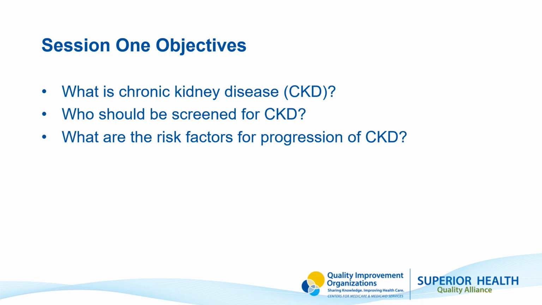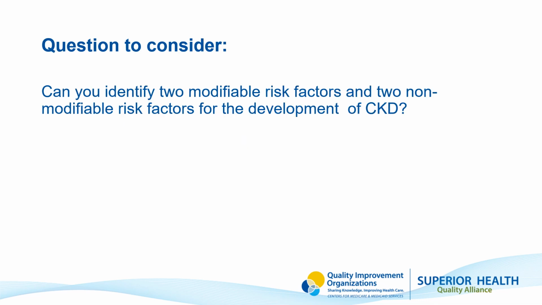These are the objectives for Session 1. What is chronic kidney disease? Who should be screened for CKD? What are the risk factors for progression of CKD? Here's a question to consider. Can you identify two modifiable risk factors and two non-modifiable risk factors for the development of CKD?